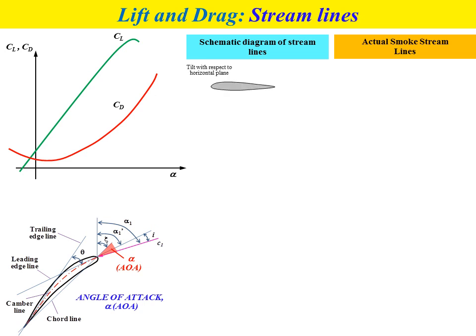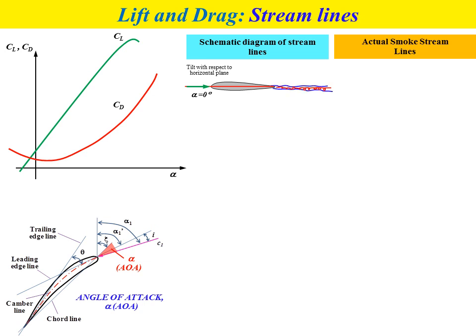For the first condition, we have alpha equal to 0 degree, where this angle is based on the horizontal plane, which is equal to the chord line condition. When alpha equals 0, the fluid flow direction will be parallel to the chord line, or parallel to the horizontal plane.